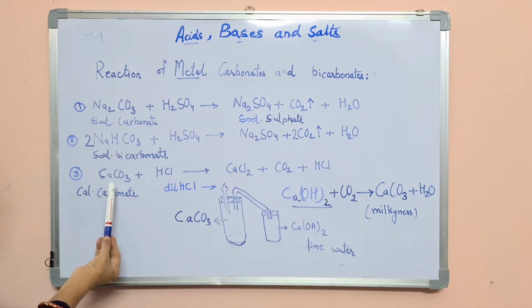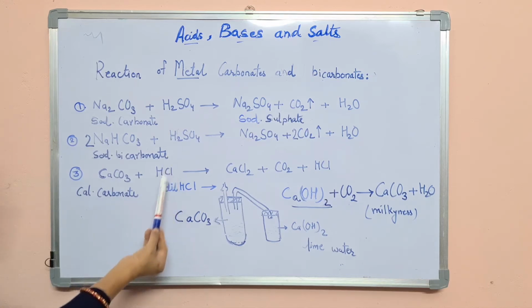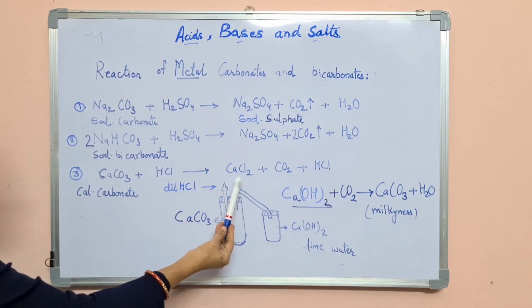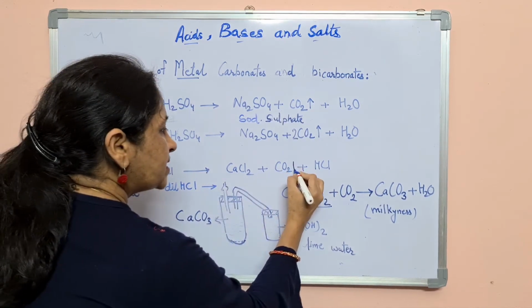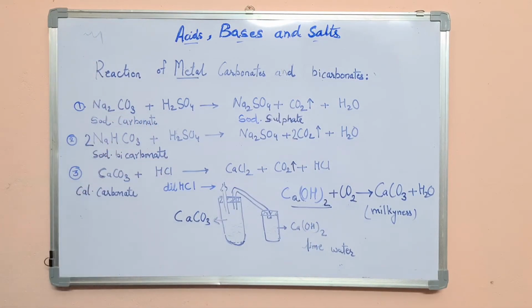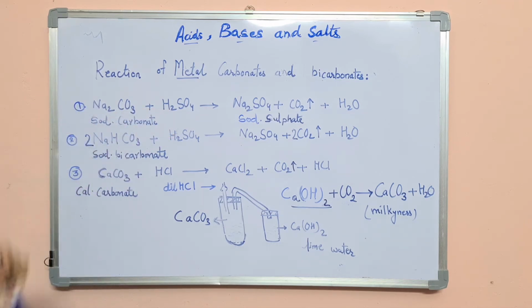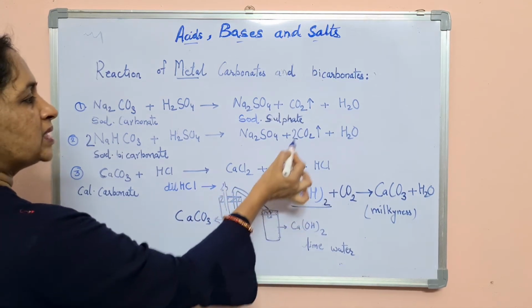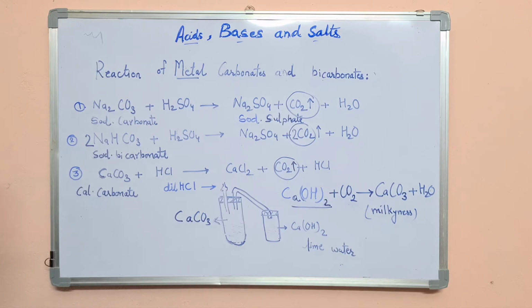Next carbonate we have taken is calcium carbonate, CaCO3, and the acid I have changed here to dilute HCl. The reaction with dilute HCl forms calcium chloride, CaCl2. Again carbon dioxide gas is evolved, and water is formed. So what is common in all these reactions, when acids react with carbonates or bicarbonates, is the evolution of brisk effervescence of gas, and that gas is carbon dioxide. This is the important property: evolution of CO2 gas takes place.